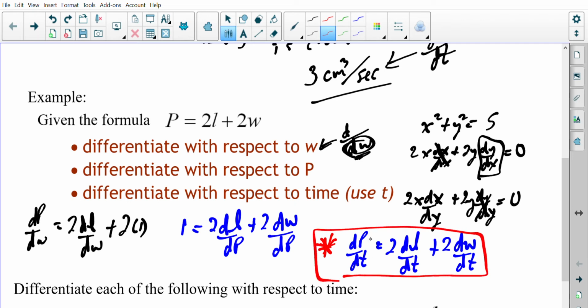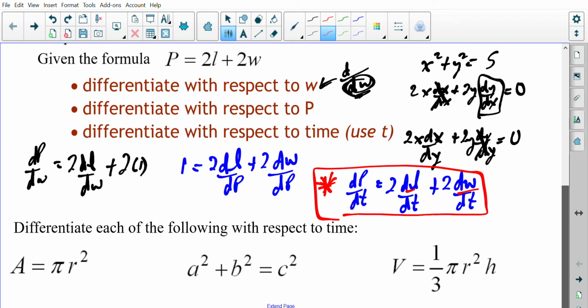This would mean the rate at which the perimeter is changing as time passes. This would mean the rate at which the length is changing as time passes. This one would mean the rate at which the width is changing as time passes.